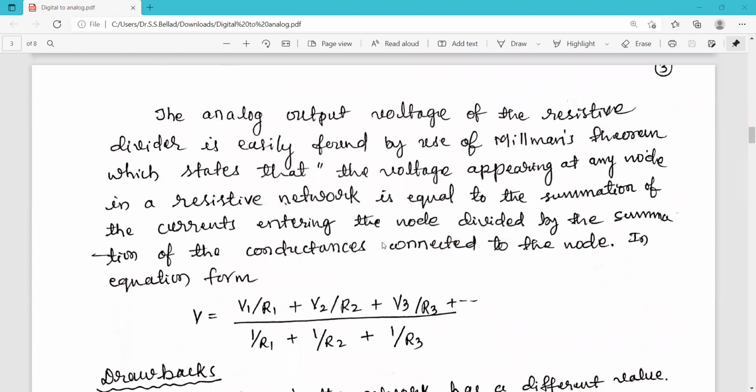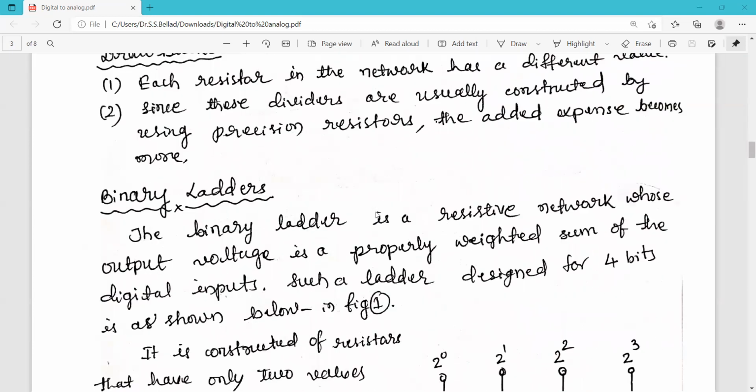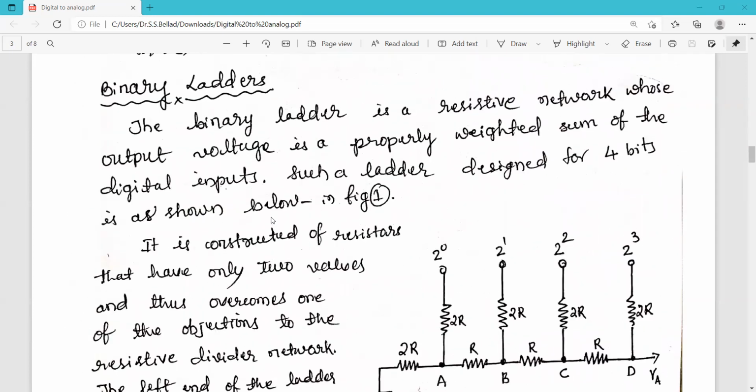These are the basics of a simple resistive divider network circuit, and these drawbacks are removed in another type of network which converts a digital signal into an analog one, called the binary ladder network. This is a very good, very famous network used to convert a digital signal into an analog signal, called the R to R binary ladder circuit.